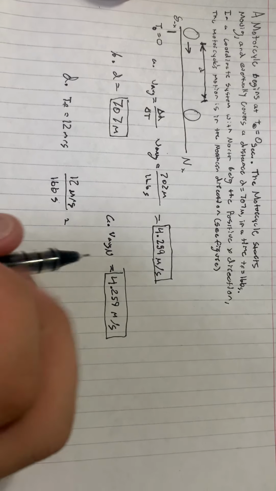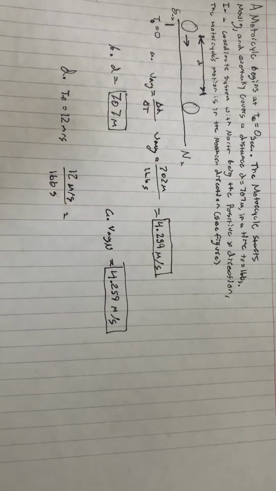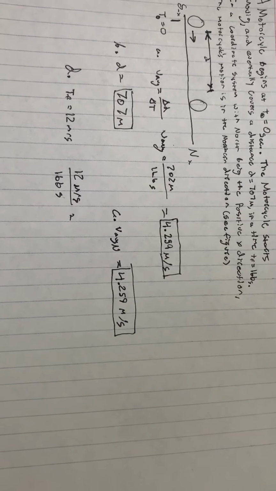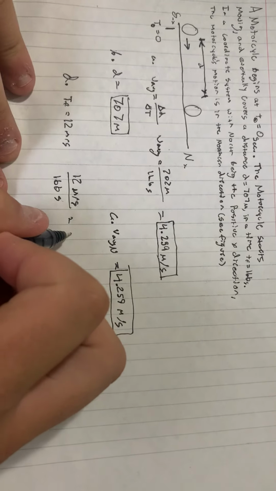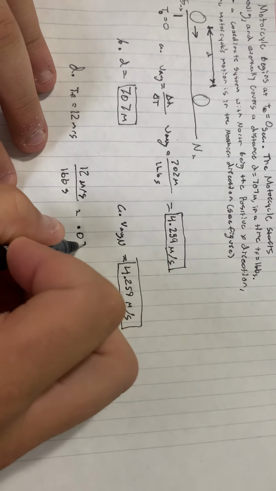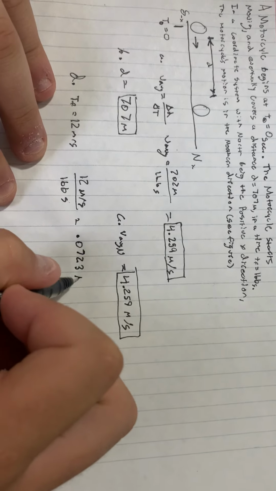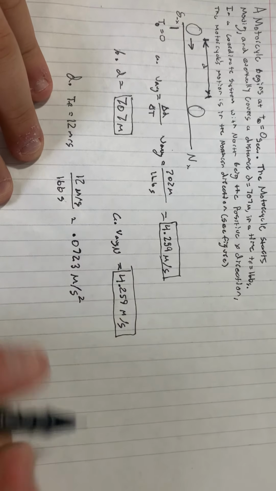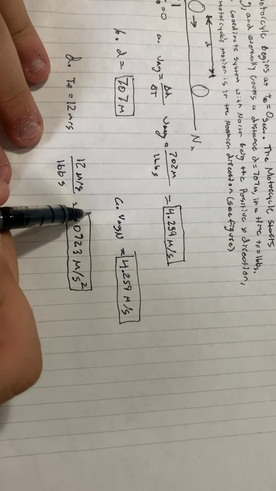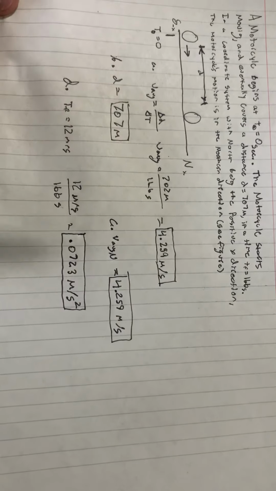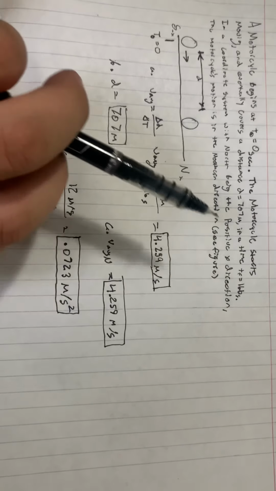So when that comes out, let me do this again real quick. 12 divided by 166 equals about 0.0723 meters per second squared. So that is going to be the average acceleration of our motorcycle as it starts at 0 and eventually gets to its final velocity of 12 meters per second.